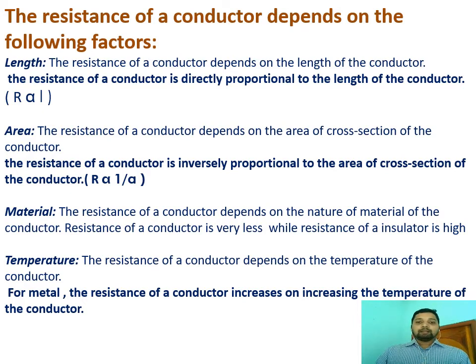When it comes to the material, it is made of metal, non-metal, or metalloid. That means it is a conductor, insulator, or semiconductor. In the case of a conductor, resistance is very less. In case of a semiconductor, it is a little bit more. In case of an insulator, it is very high. So which type of material we are using, resistance also depends on that.